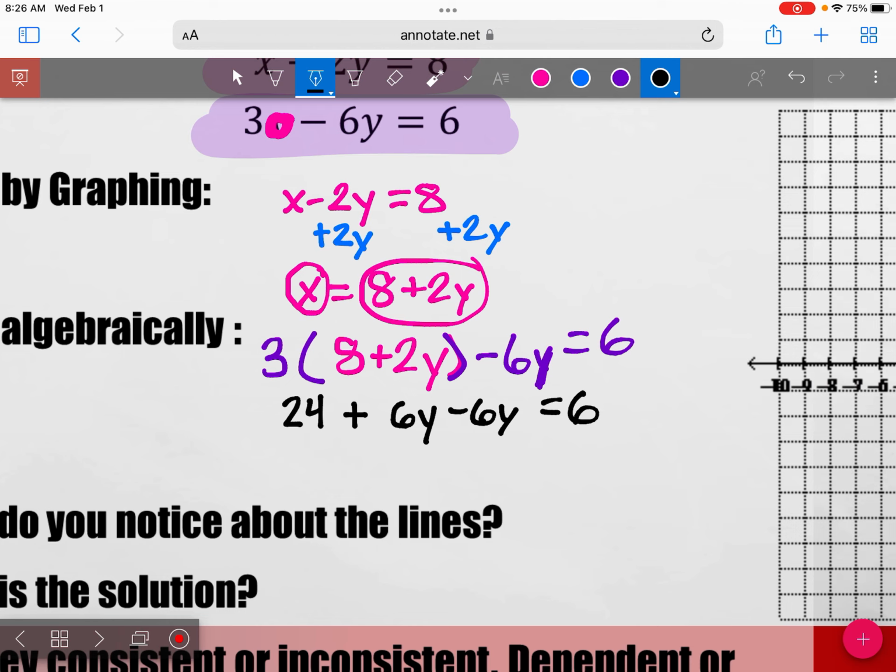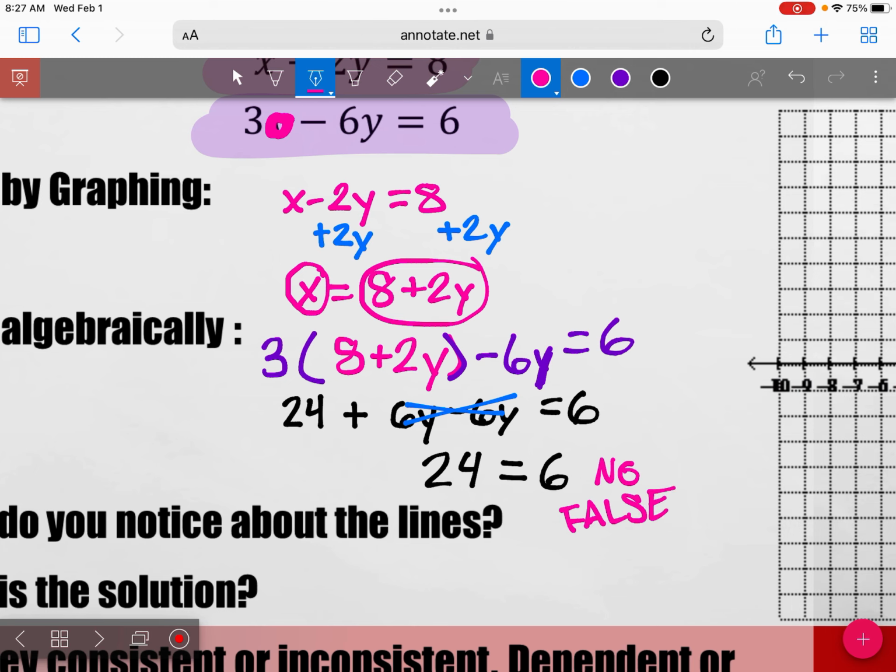When we simplify, what happens to my y's? They cancel. So we wind up with 24 equals 6. Does 24 equal 6? No. This is inherently false.